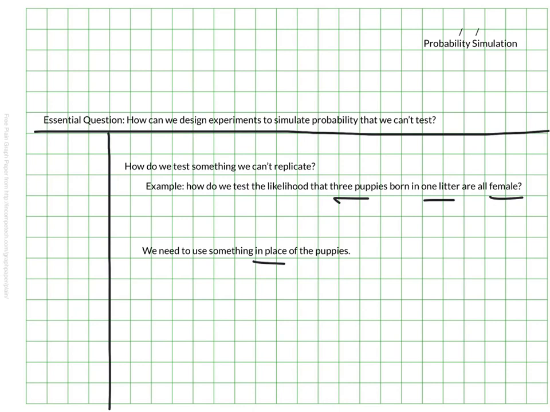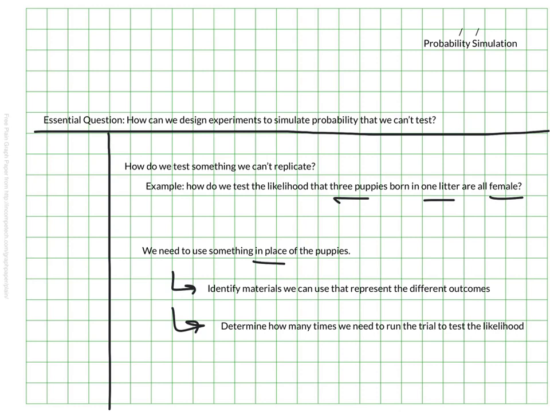In doing so, we'll need to identify materials we can use to represent the different outcomes. Once we have those materials and outcomes represented, we'll have to figure out how we want to run the trial and how often we want to run the trial to get a sense of the probability. Luckily, we can use many of the same tools we have used for probability in the past. For example, we are very well familiar with spinners and dice and coins and marbles, and all of these could be set up to simulate or represent our test of, in this case, puppies.